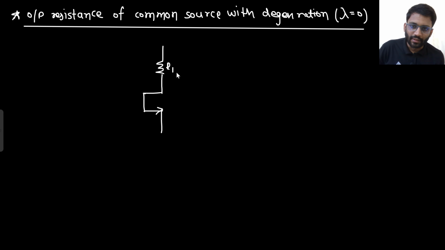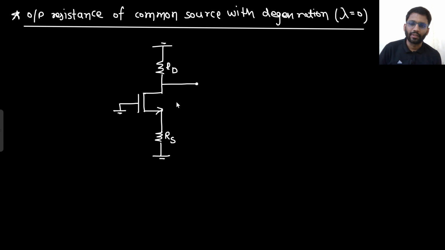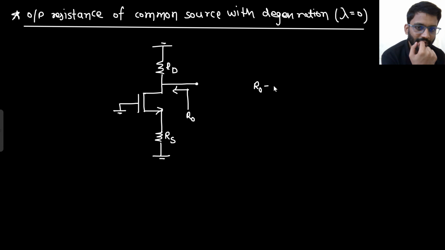Yeah, so this was our RD. This was grounded. This was the RS we were getting. From here we needed to calculate the resistance R0. Right? So can you directly say it will be RD only? That R0 will be RD only? Can you directly say that? No, we can't directly say that, because this can also give us some resistance. Lambda is 0, that means R0 is infinity, but this can also give us some resistance, no? Are you getting my point? Let's make this circuit once again.